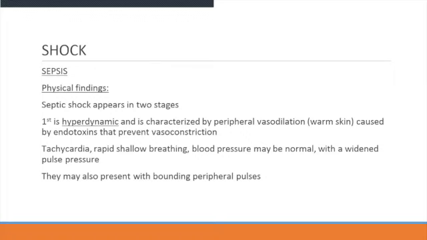All right, so sepsis. Usually septic shock appears in 2 stages. First is going to be the hyperdynamic stage. This is going to be characterized by peripheral vasodilation, which is going to cause warm skin, caused by the endotoxins that prevent vasoconstriction. So when a patient's suffering from a fever, for one, the body's immune system is going to be ramping up the white blood cells. It's going to also increase the internal temperature to try to burn off the invader. Well, the invader is going to cause vasodilation. It's going to cause all the blood to sit at the peripheral level.